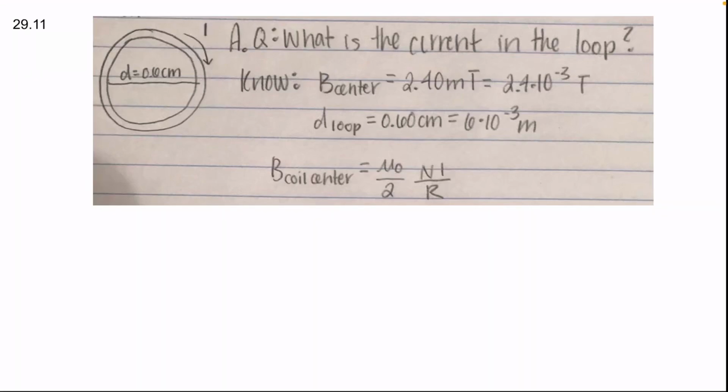So problem 29.11 asks us to find the current in the loop. And the loop in question has a magnetic field in the center of 2.40 milliteslas and a diameter of 0.60 centimeters. So you can see from the picture we have a loop. It is an ideal loop for this problem, and that has some current I going in it, and a diameter of 0.6 centimeters.